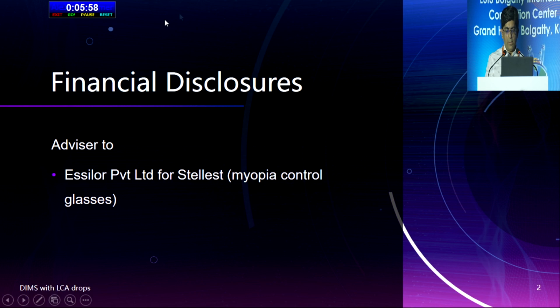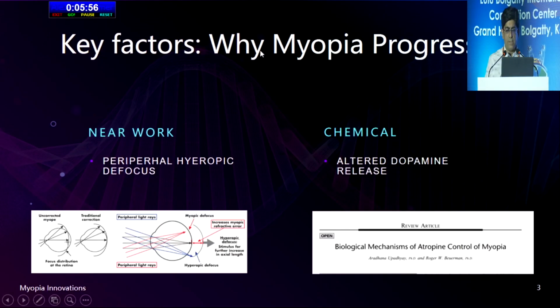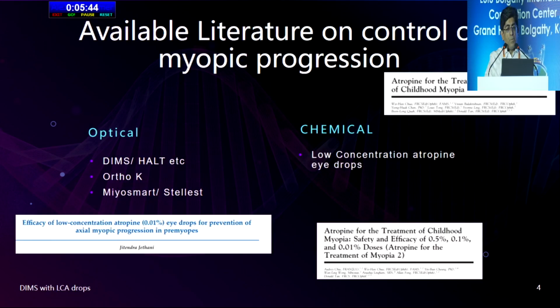Yeah, we all know that myopia progression is on the rise, and we have now understood that the key factors in myopia progression are near work, which causes peripheral hyperopic defocus, and altered dopamine release. There is huge literature already available on atropine. We all know that low concentration atropine, that is 0.01%, halts or slows down the progression of myopia.